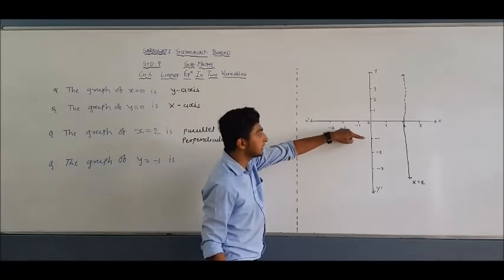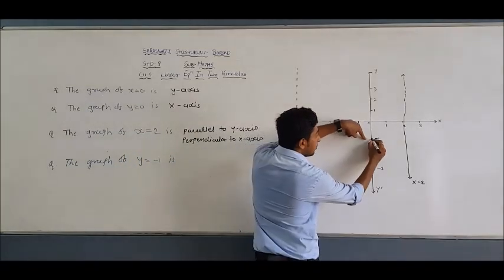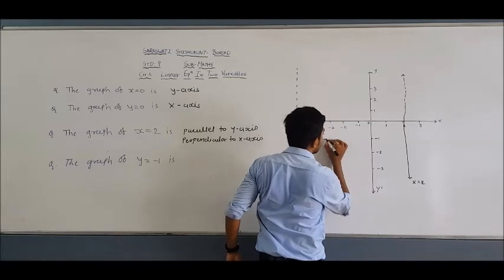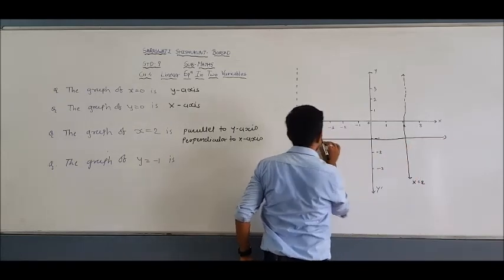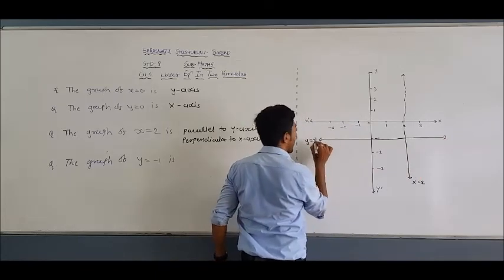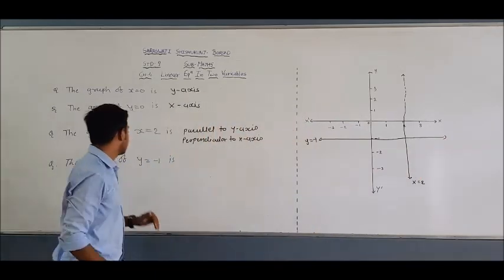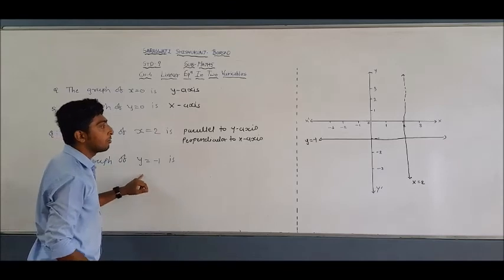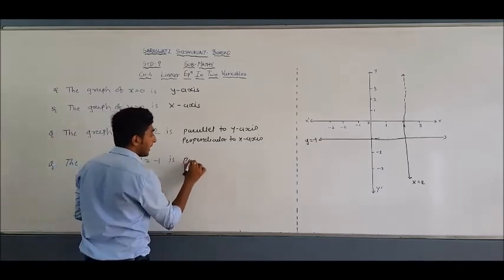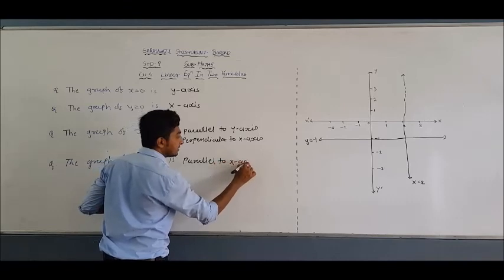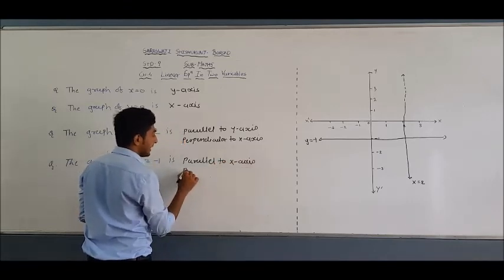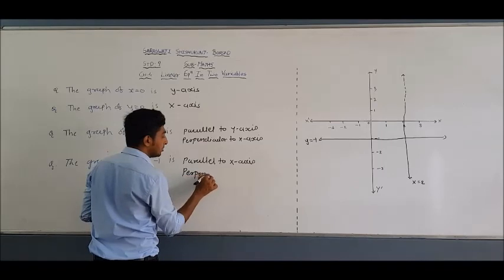Another one is the graph of y equals -1. y equals -1 is like this. That means the graph is passing through y equals -1. So this is your y equals -1. From the graph you can say that the graph of y equals -1 is parallel to the x-axis, or you can say perpendicular to the y-axis.